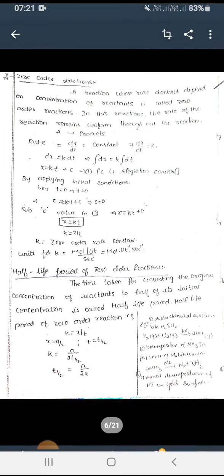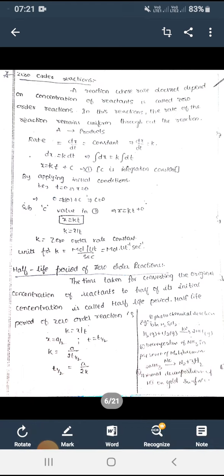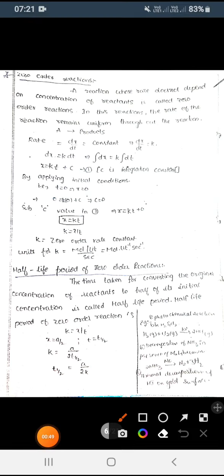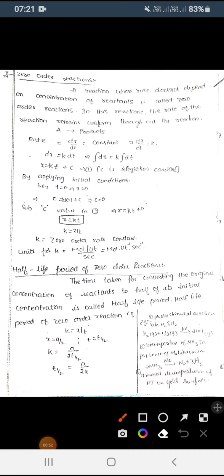So what is a zero order reaction? A reaction whose rate does not depend upon the concentration of the reactants, we call it a zero order reaction. In this reaction the rate of the reaction remains uniform throughout the reaction. Uniform means it will all be in unity.